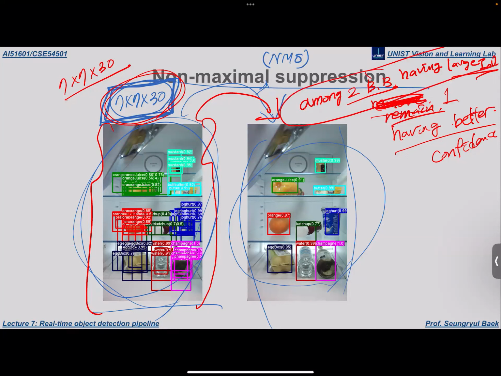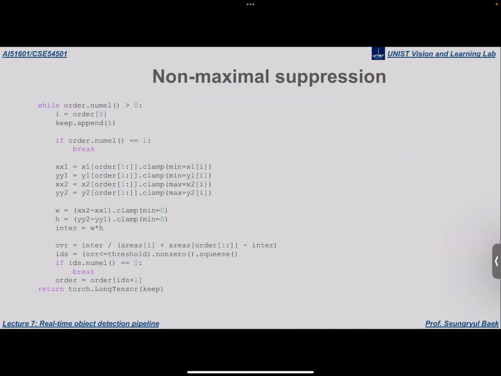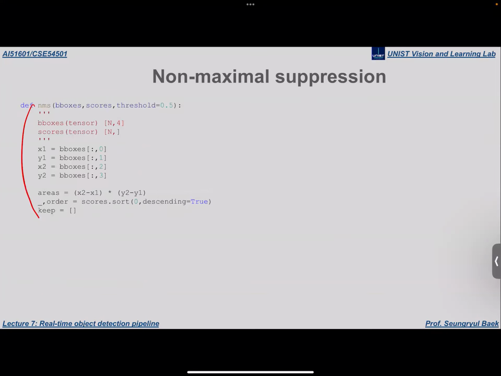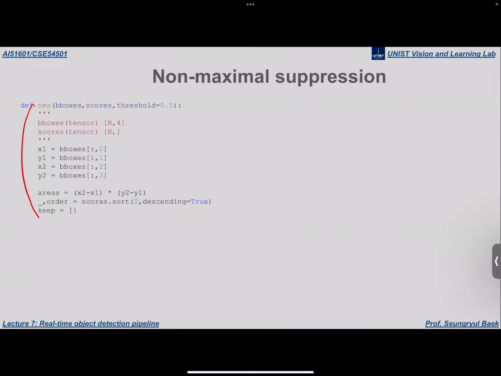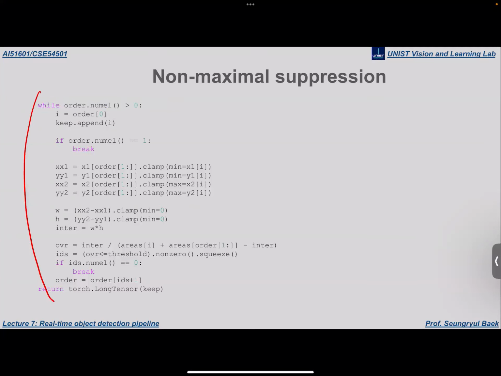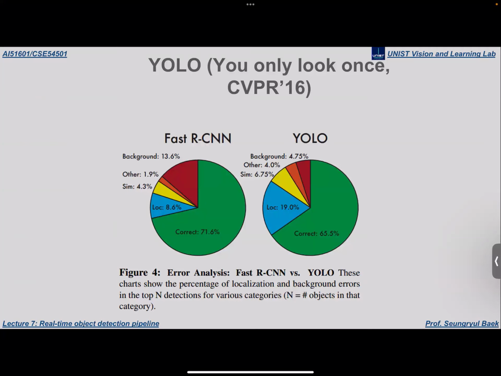Okay, that algorithm is actually the non-maximal suppression. And you can see the algorithm here, right? So basically, we sort the scores, the confidence values, of the bounding boxes, and remove the ones which have less confidence. Okay, that's the non-maximal suppression.